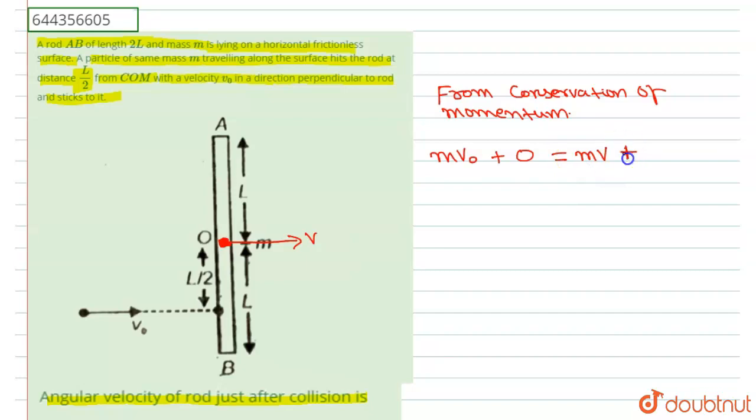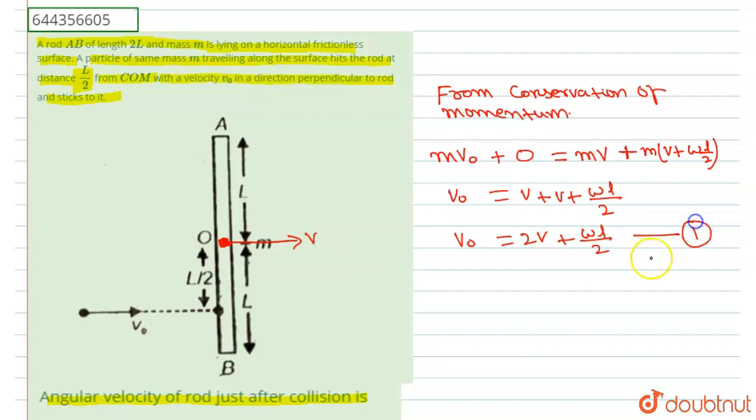Plus the momentum of the ball after collision, which is m into V plus omega into L by 2, because the velocity at this point is the velocity of the center of mass V plus omega R, where R is L by 2. Now we can take m common. So V0 equals V plus V plus omega L divided by 2, that is V0 equals 2V plus omega L divided by 2. Let us consider this the first equation.